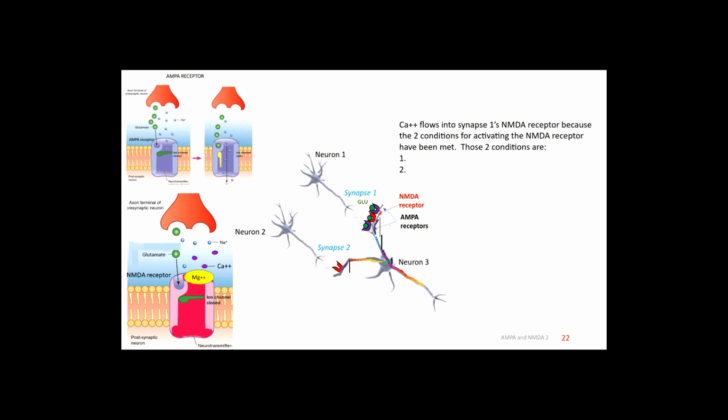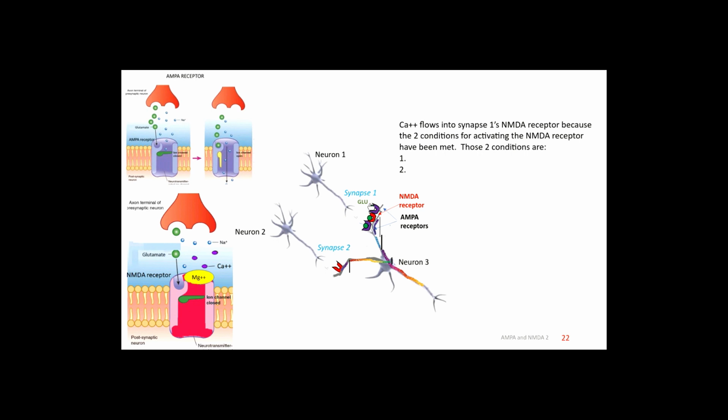Calcium flows into synapse 1's NMDA receptor because the two conditions for activating the NMDA receptor, now we're down here, the NMDA receptor, they've been met. Now, what are those two conditions for activating the NMDA receptor? Glutamate binding is one, and the second is, that's all you need to activate the AMPA receptor. For the NMDA, you also need strong depolarization, exactly.